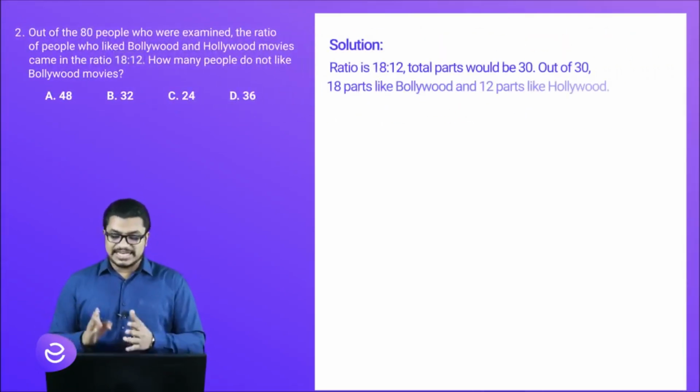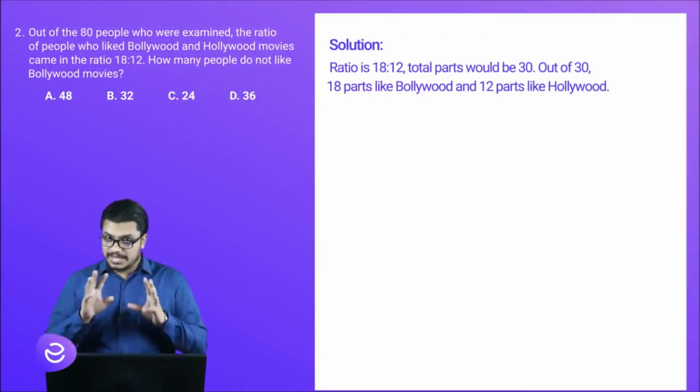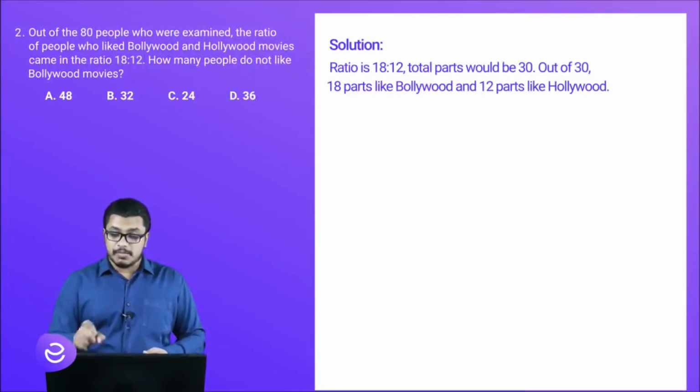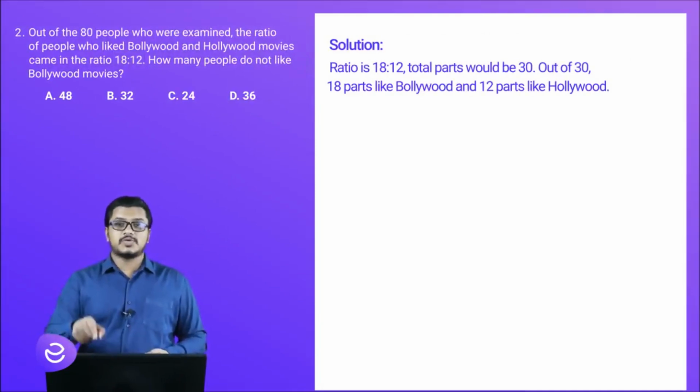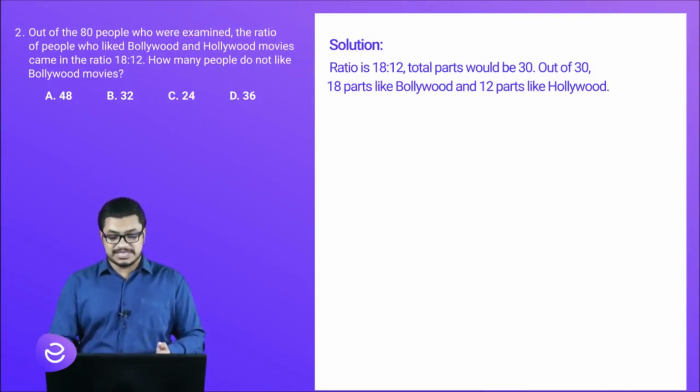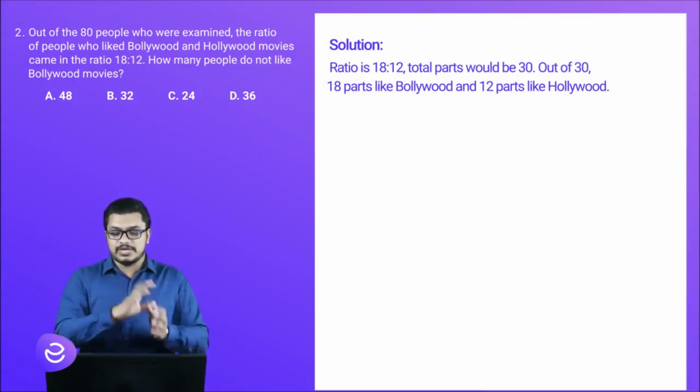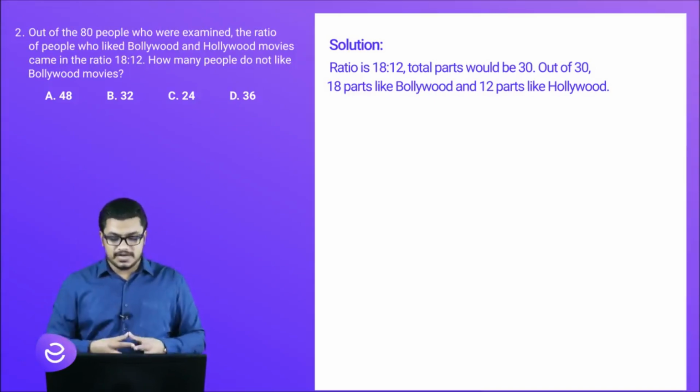The ratio is 18:12. So the total parts would be 18 plus 12, which is 30. Out of 30, 18 belongs to Bollywood and 12 belongs to Hollywood, because it is given respectively, 18:12. So 18 is for the first thing, that is Bollywood. 12 is for the second thing, that is Hollywood.